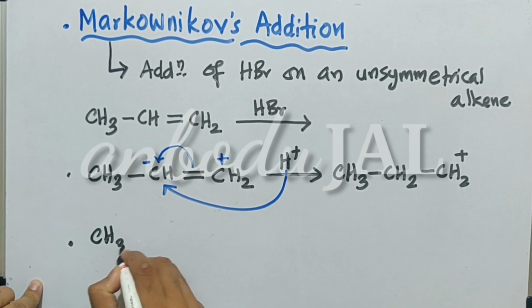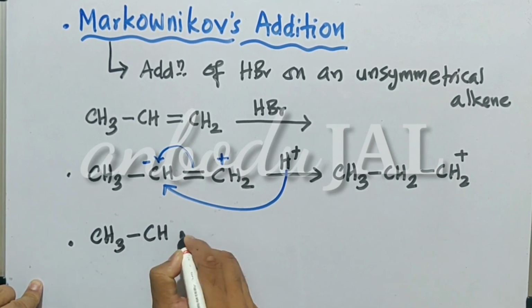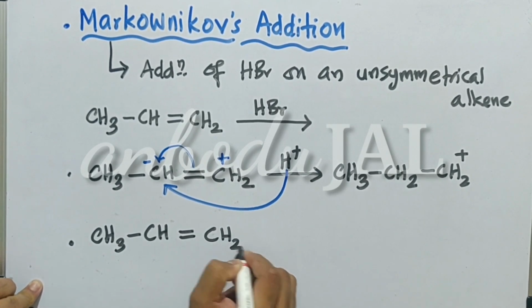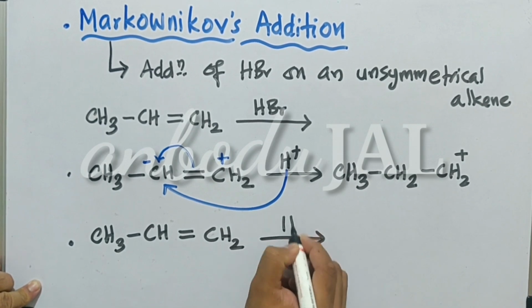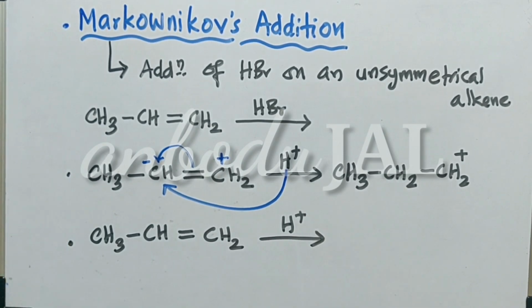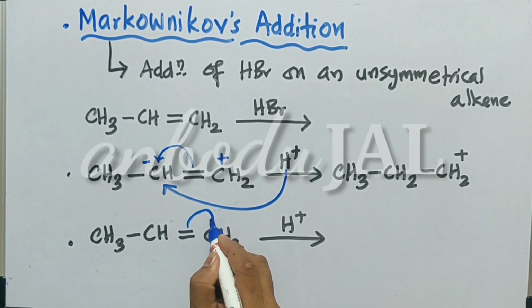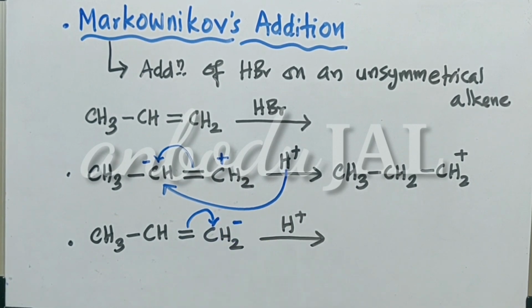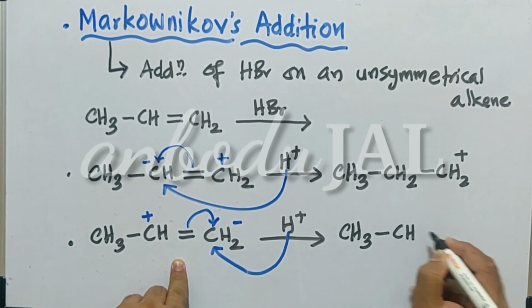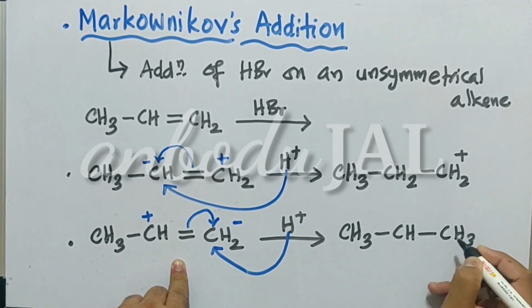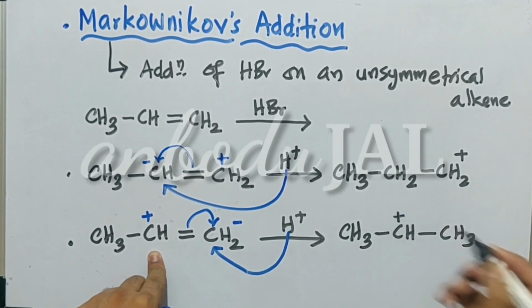Now CH3 single bond CH double bond CH2, in the presence of H plus, if the shifting is towards this carbon, this carbon gets a negative charge and the other carbon gets a positive charge. Positively charged electrophile will be attached to this negatively charged carbon. CH3 single bond CH single bond CH3, with a positive charge on this carbon.